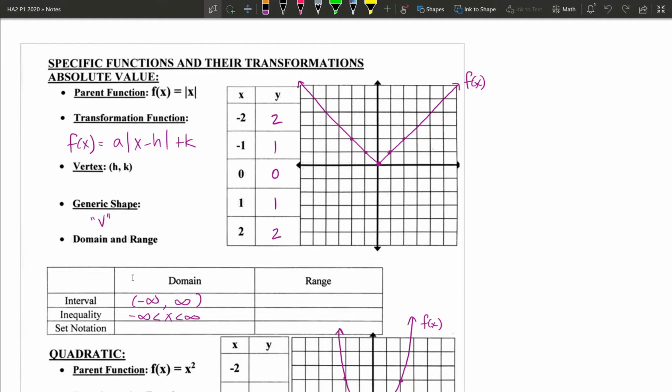Realistically, if I was going to do this, I would probably just put all real numbers. But if we're going to be fancy pants and say the inequality, this is the way I would do it. And then set notation. And then our inequality.